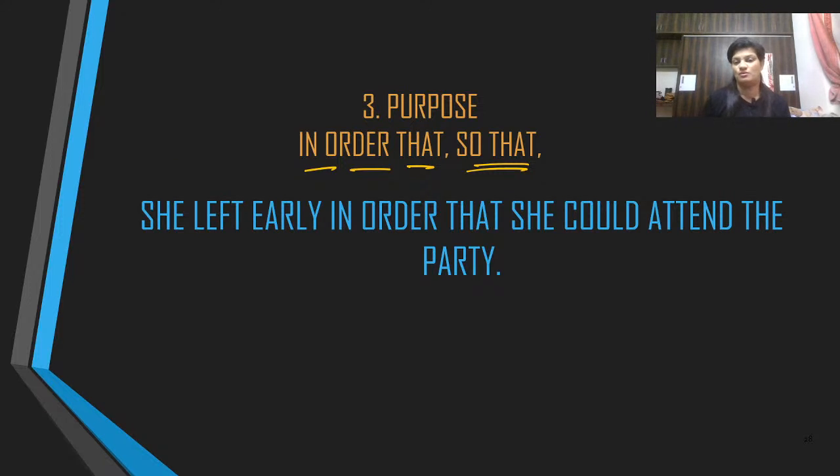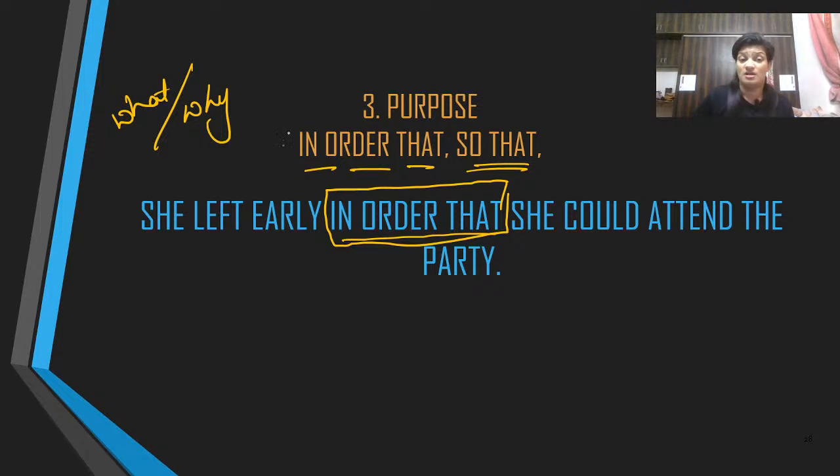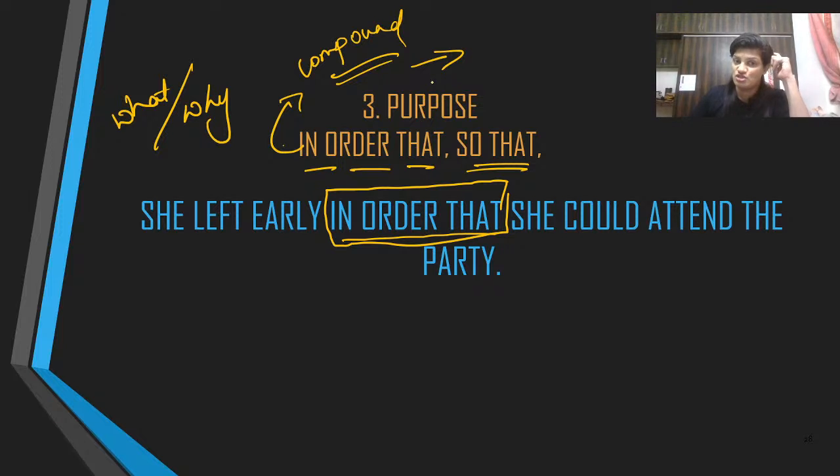So, she left early. Again, the question is, what was the purpose behind? Or why? Why did she leave? She left early in order that, not just in order, but all three words, in order that she could attend the party. So this is your compound conjunction. If you remember, we discussed this earlier. Compound conjunctions, but they are subordinating conjunctions, all right?